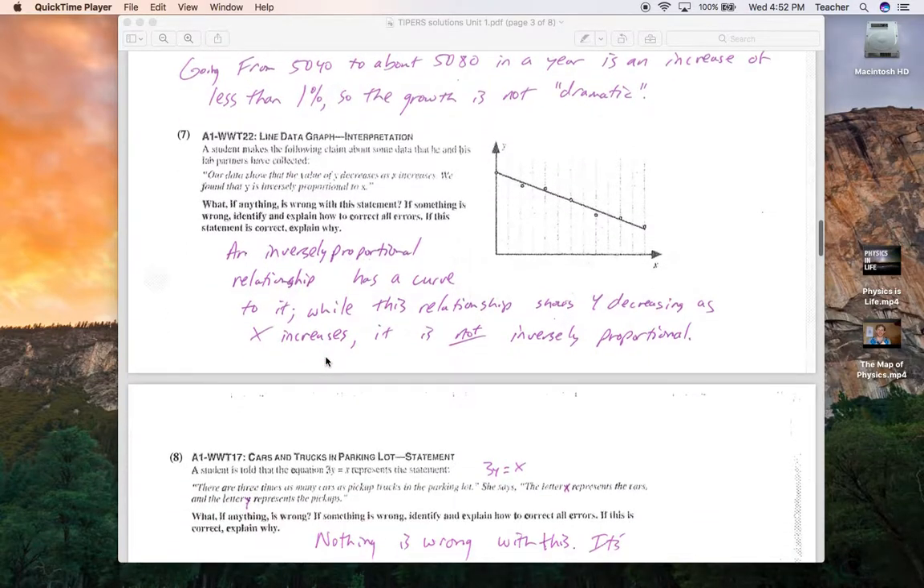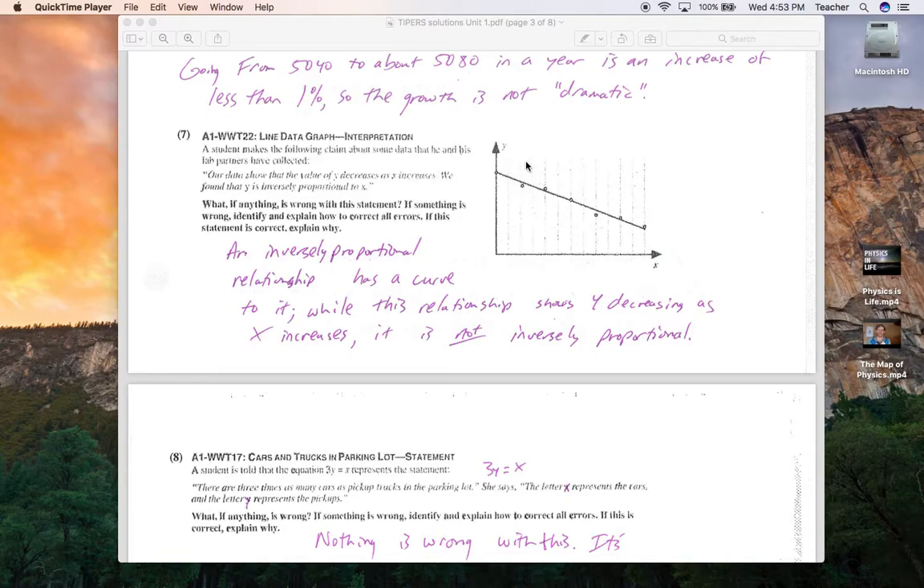Number 7, the statement: our data shows that the value of y decreases as x increases. We found that y is inversely proportional to x. That is incorrect because the first part of the statement is correct. The second part of the statement is not correct.